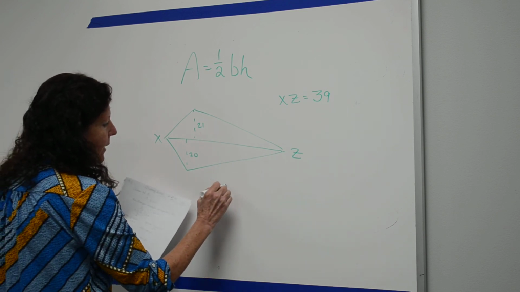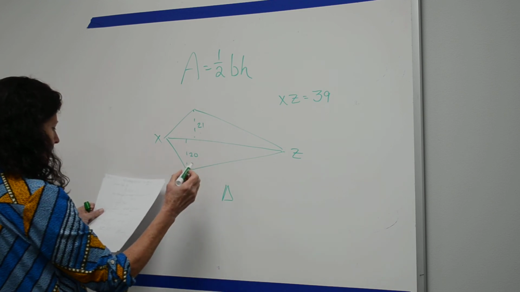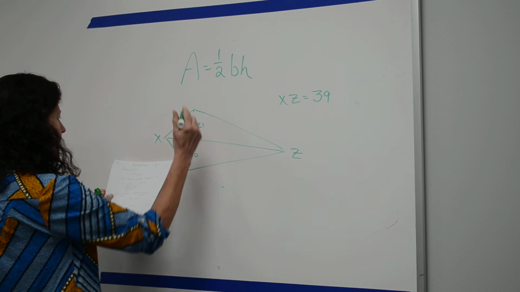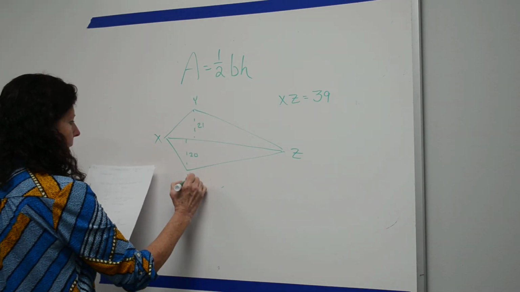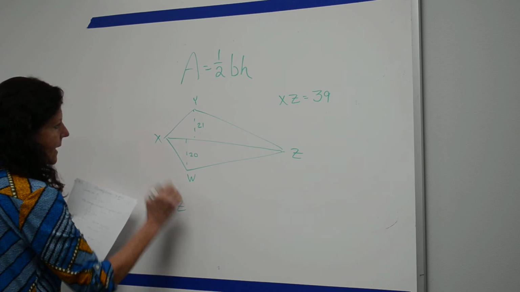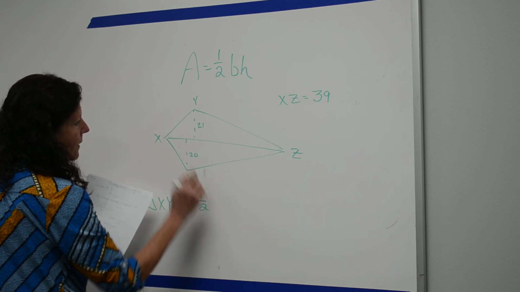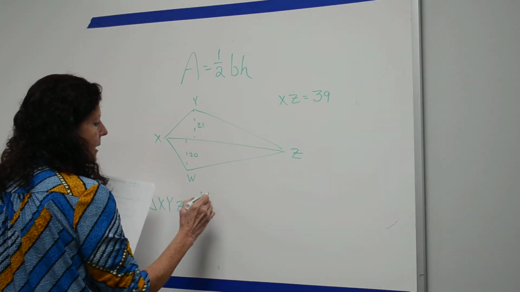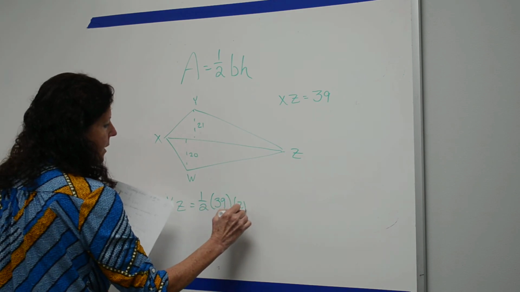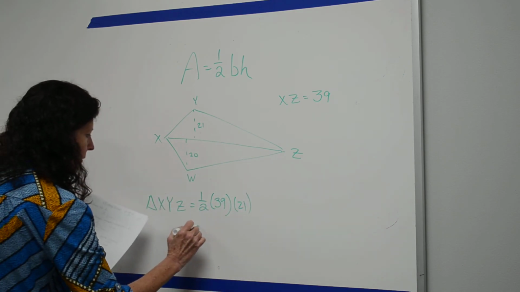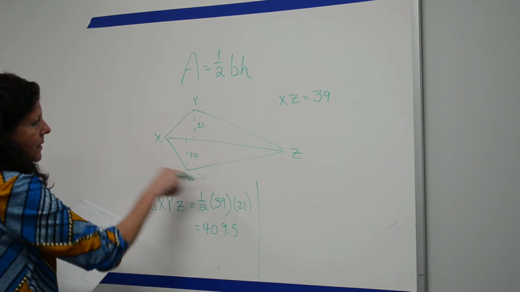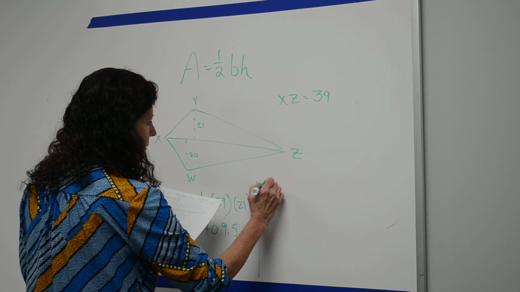So the area of the triangle is going to be, let's see, the small triangle, we'll go ahead and put some letters in here. So I've got the triangle XYZ is equal to 1/2 the base, which is XZ at 39, times the height, which is 21, giving me an answer of 409.5.